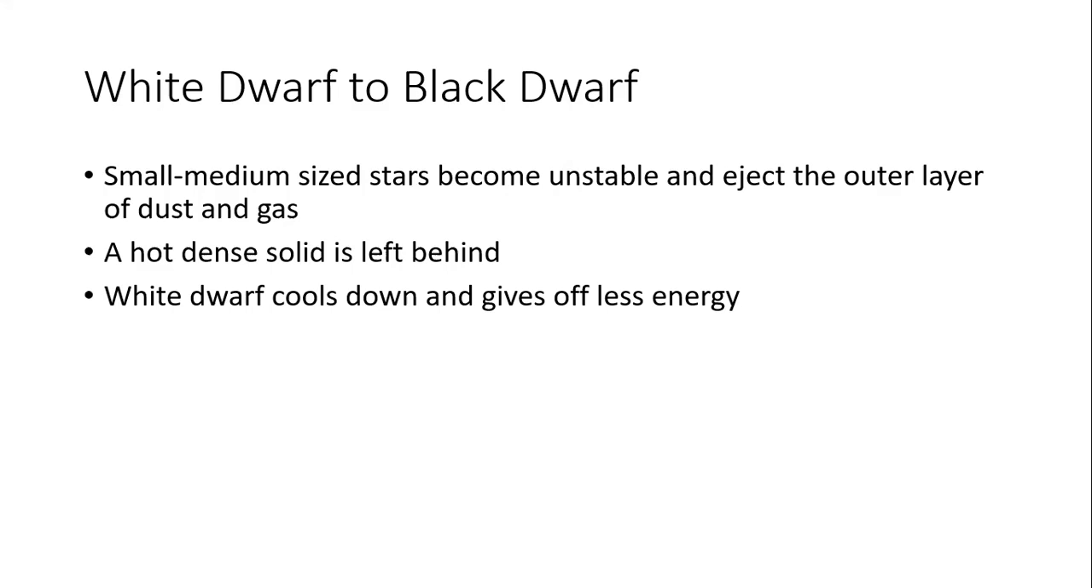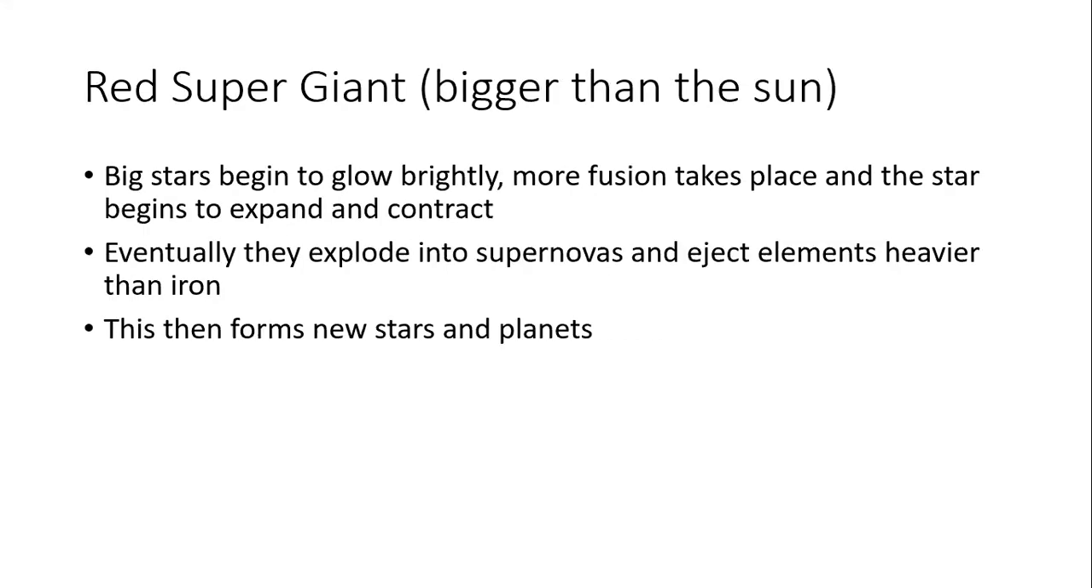Okay, so let's have a look at the other end. Now, if the star itself is much bigger than the sun, we call that a red supergiant. So what happens during this red supergiant is that the big stars, because it's obviously bigger than the sun, begin to glow very bright. So more fusion takes place and the star itself begins to expand and contract. So what that means is it begins to pulse. So it sort of goes inwards and then relaxes, it contracts and expands and gets bigger. It's very similar to like a beating heart. If you think, it contracts and relaxes, it's a little bit like that.